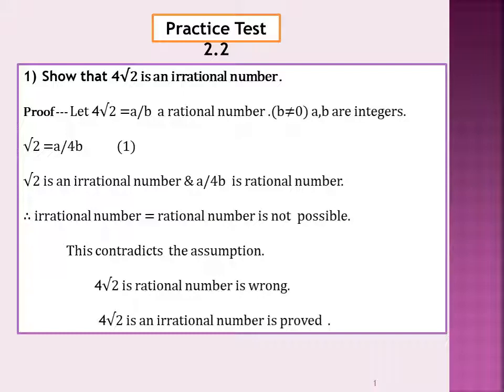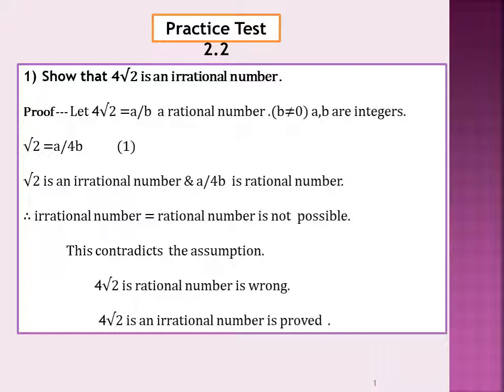You know that when a square root number comes and inside the square root there is no perfect square, then it is irrational. But how to show that? For that we write the proof. Here we will take, let 4 root 2 is equal to a upon b. Why have we taken a upon b? Because a upon b is a rational number.